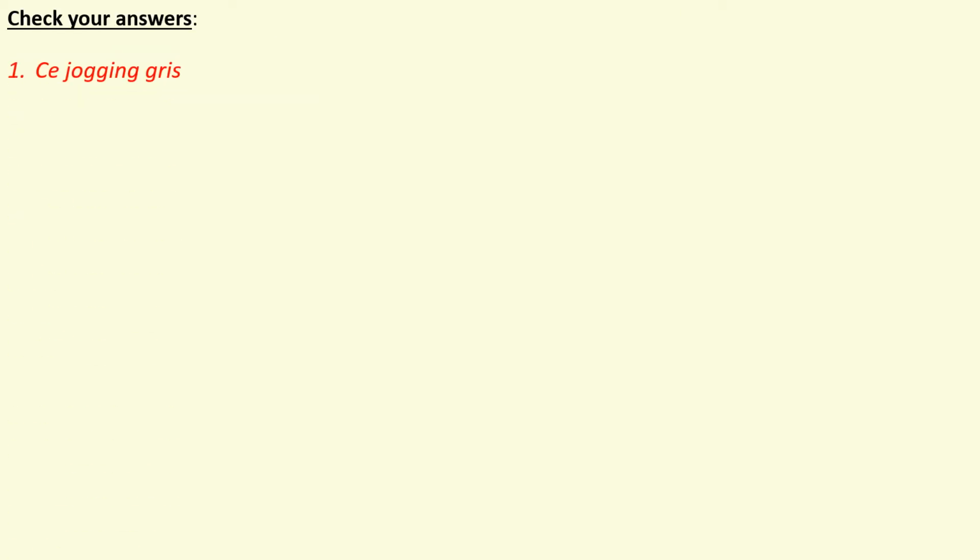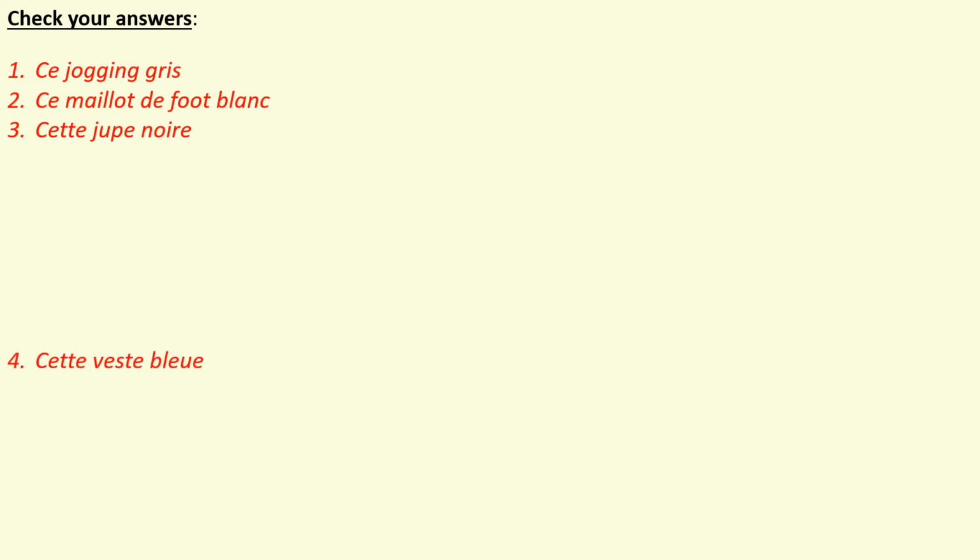Okay, here are the answers. Ce jogging gris, we just did. 2. Ce maillot de foot blanc, masculine singular, so blanc. Cette jupe noire with an E on the end, as cette tells you it's feminine. Cette veste bleue with an E on the end. Again, cette tells you it's feminine. And 5. Ces chaussures vertes, with ES on the end there for you because feminine and plural. Pause to check those now. Press play when you're ready to go on.